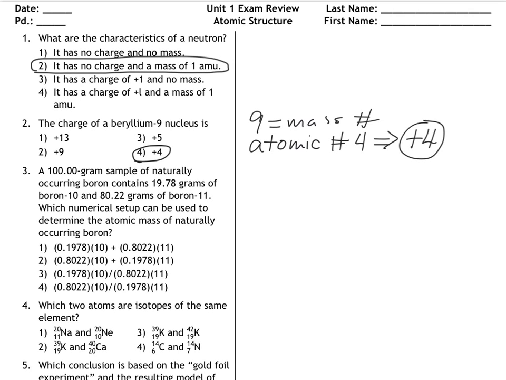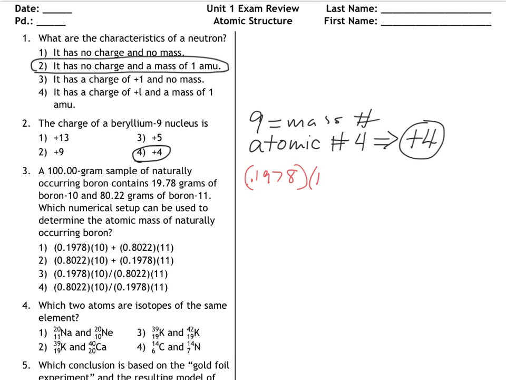So now that I know their percents, I'm going to start going through what I think the setup should be. So first, I'll start working on boron-10. Remember when you do these setups that you need to multiply the mass number by the percent abundance of that element in decimal form. So 19.78%, in decimal form, is going to be 0.1978. That's the abundance of boron-10.